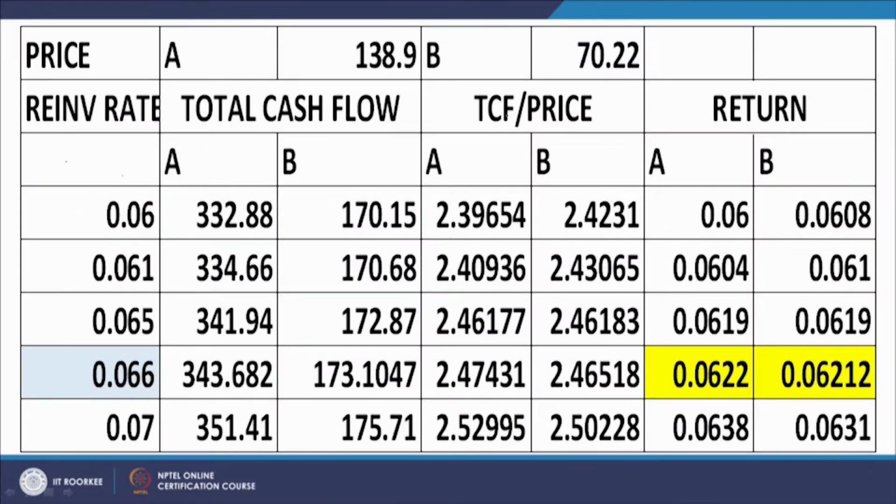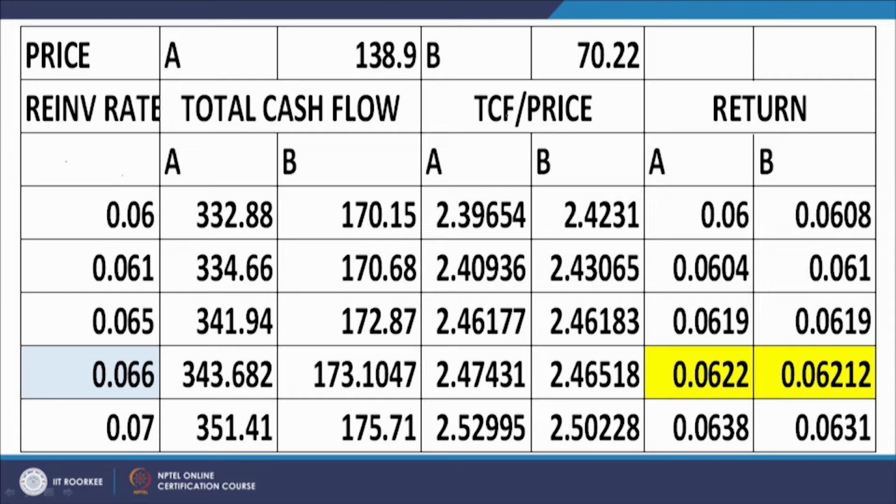This is a table which shows you the effective annual return or the effective annual yield corresponding to various reinvestment rates. At 6%, you find that the effective annual yield is 6% for A, 6.08% for B, and in fact up to 6.6% reinvestment rate, we find that bond B continues to be superior to bond A, but at 6.66% and thereafter we find that bond A turns out to be superior to B.